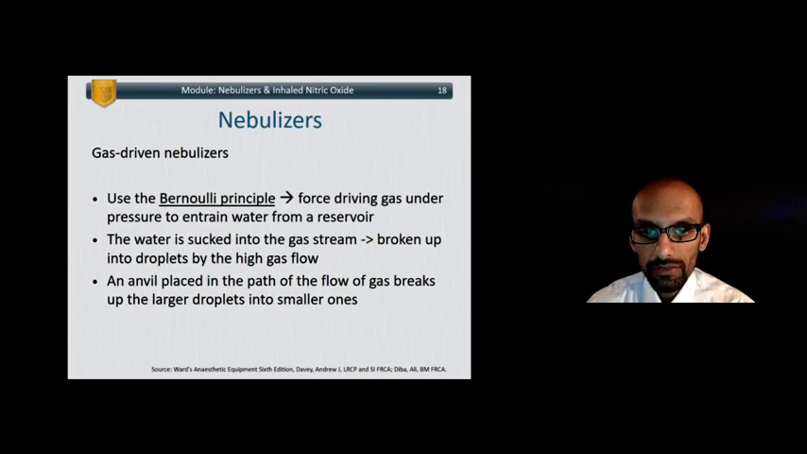So you have a reservoir of water, and there's high-velocity gas flowing past it, which creates a little bit of a vacuum on the surface of the water, which helps entrain water molecules into the gas phase, basically trapping them within the gas flow stream, and that delivers it to the patient as they inhale. And as I said, if there's medication in there, we'll take that with it. So water is sucked into that gas system and broken up into droplets by the high velocity gas flow.